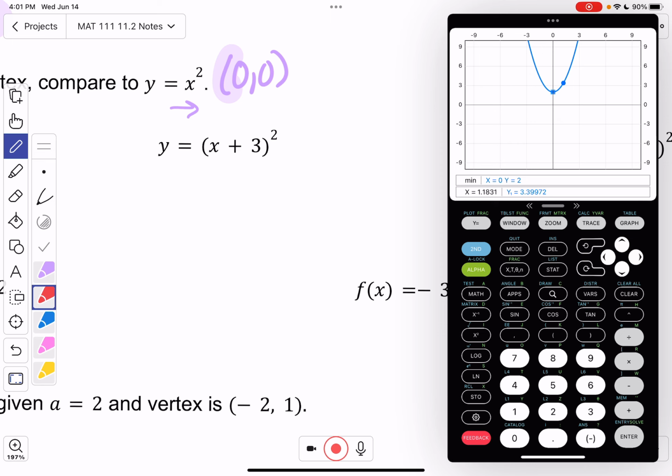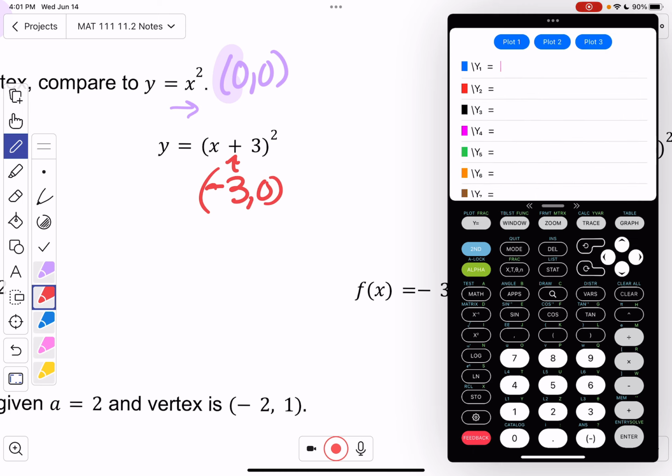This one we're inside. So we're saying it's moving left 3. So our vertex should be negative 3, 0. Let's check out what happens. Parentheses, x plus 3 squared.